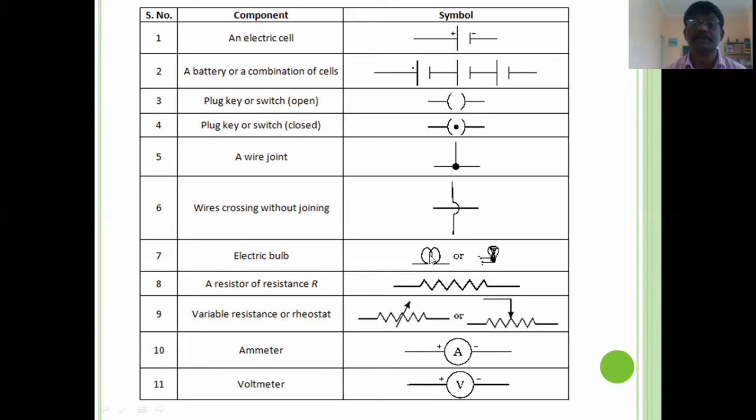Electric bulb. This is the symbol, or even sometimes we use this. A resistor of resistance. Its definition, SI unit, complete detail will be studied in coming classes. Now here just my intention is to introduce only the circuit symbol. This is how we represent the resistor of resistance R. Variable resistance or rheostat. We use this resistance and arrow mark is like this.